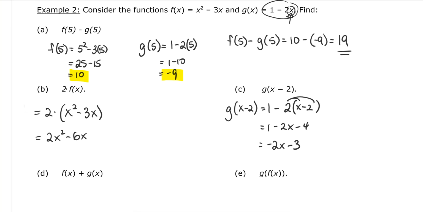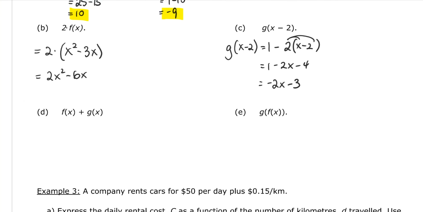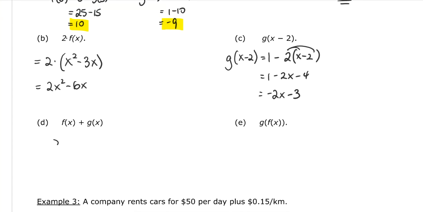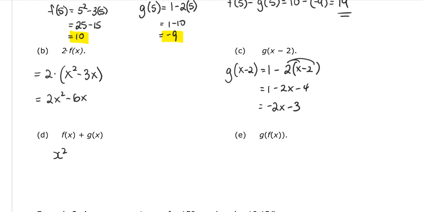You can also add functions together. So I can add f of x and g of x together. So if I take f of x, I'll have x squared minus 3x added to g of x, which is 1 minus 2x. And I collect like terms. And if I collect like terms, I'll have x squared, minus 3 and minus 2 become minus 5x, and plus 1.